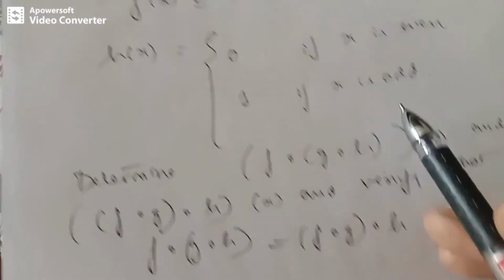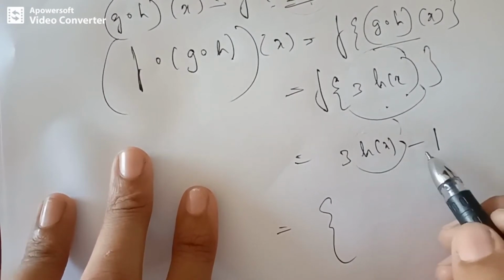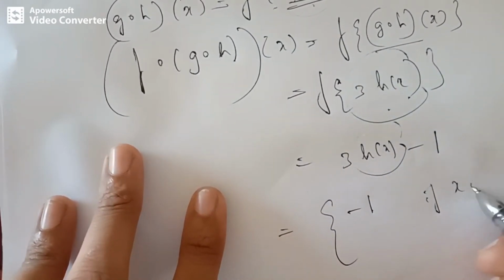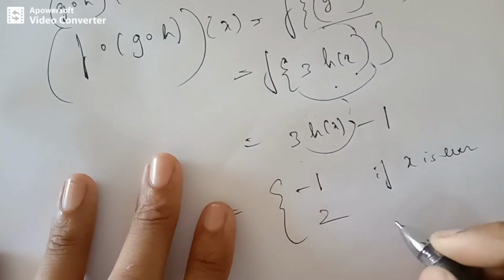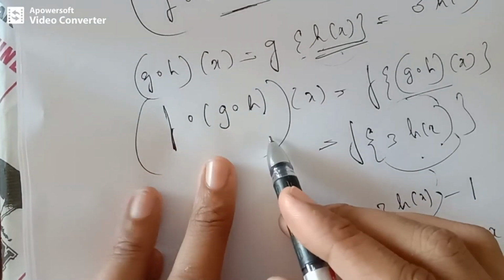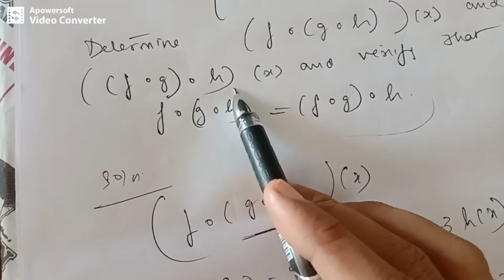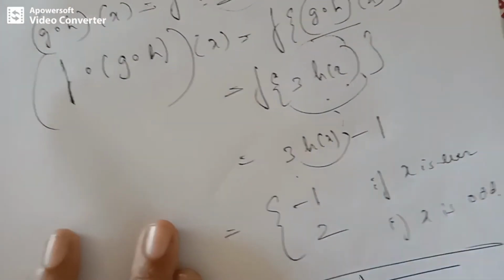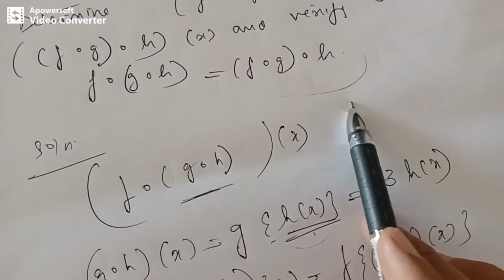So the h of x value is given within the range: it is 0 if x is even. So let's draw the final range. It is 3 into 0 minus 1, which will be minus 1 if x is even, and 3 into 1 if x is odd. So 3 into 1, which will be 3 minus 1, or 2 if x is odd. Okay, so this is f composite g composite h of x. So let's find out f composite g composite h of x and prove that they arrive at the same result. And then we can say that both of them are equal.